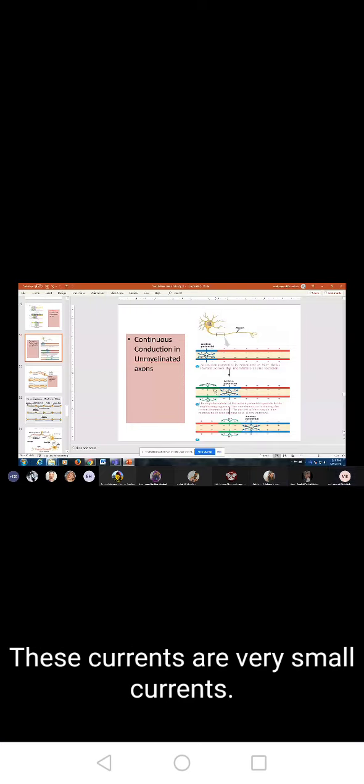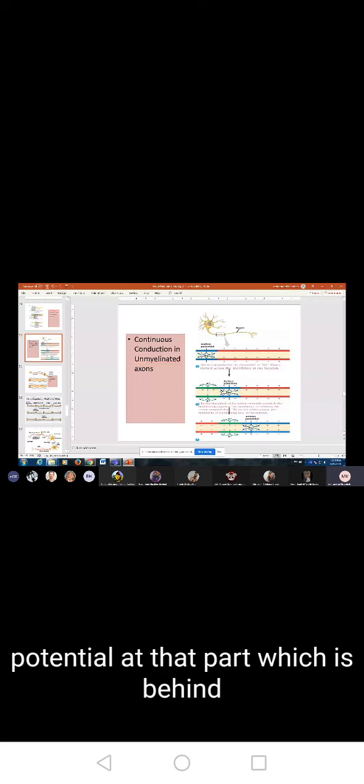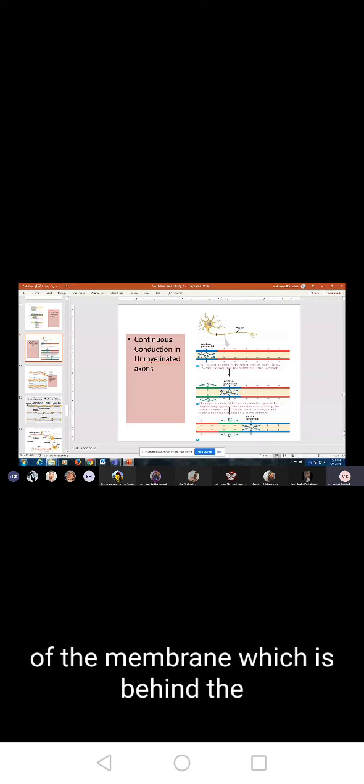Now, are we developing currents behind also, between the region where you have the action potential and the region behind it? Are we developing them in all directions? We are developing them actually, but these currents are very small. They are called subthreshold currents. They cannot generate a new action potential at that part of the membrane which is behind the region where we have the action potential.